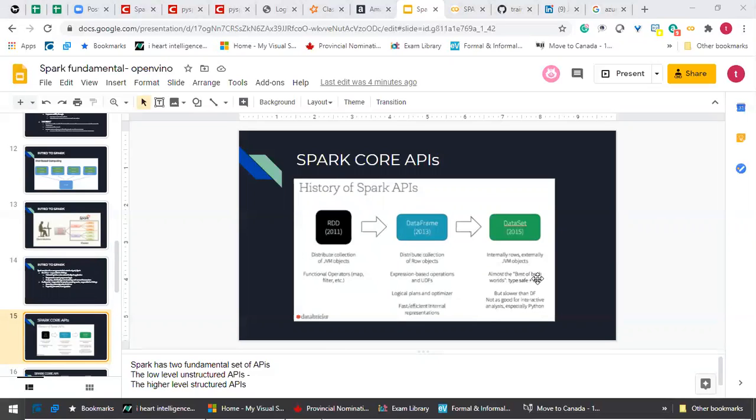Okay, so anyway, for the Spark Core API, we have RDD, which is the original API. And I have to remind everyone that RDD is the core of Spark.